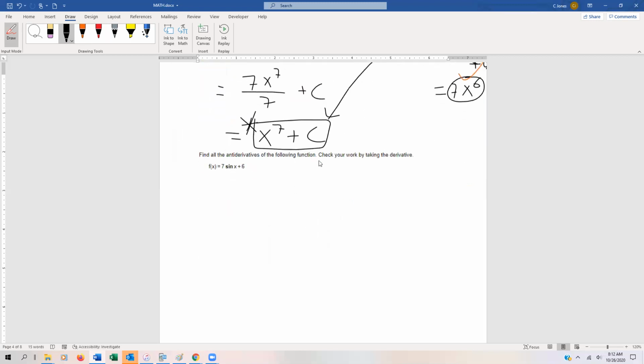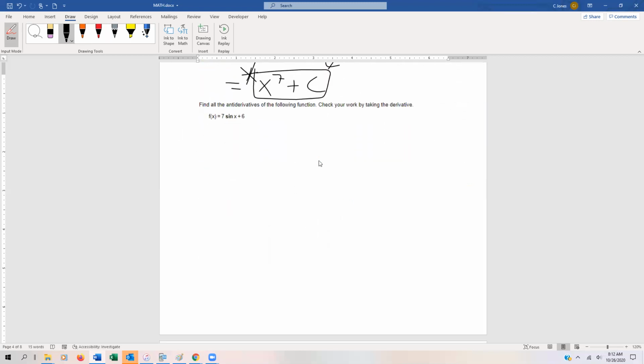A second example, we have a function f of x equals 7 sine x plus 6, and we want to find the antiderivative of that. So we go back up to our list, and the 7 can just stay there. Now the antiderivative of sine is negative cosine. So I'm going to say cos of x, and I'm going to put the negative in front of the 7. The antiderivative of the constant 6 is 6 times the variable that we're taking the antiderivative with respect to. And then finally, we have our constant c.